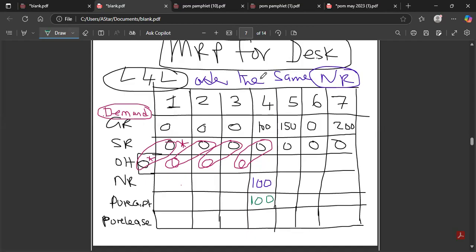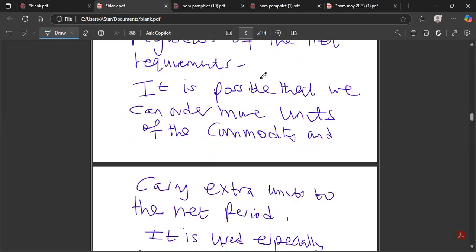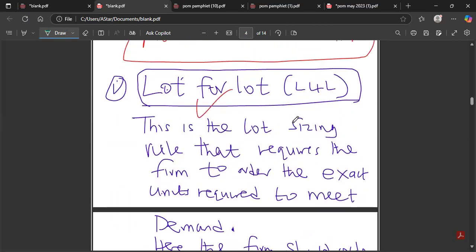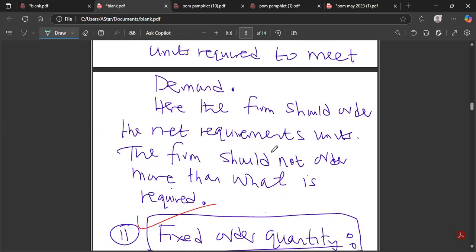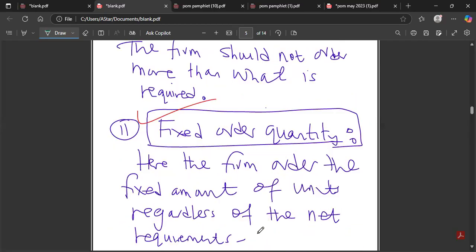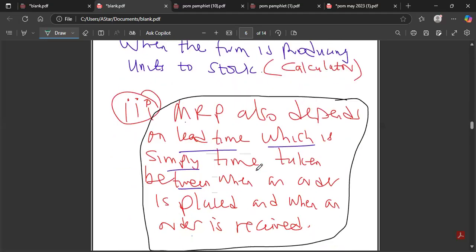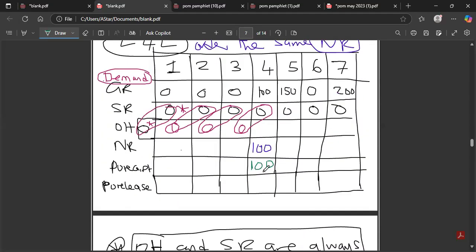Lot for lot means you order the same net requirement. The firm should order the net requirements units for lot for lot. So you're going to order the net requirements, which is the same 100. When you order the same 100, you can sort out this problem. Are we together?